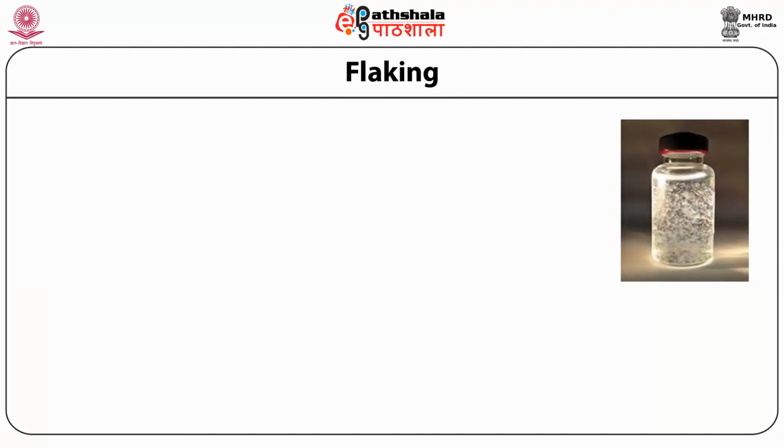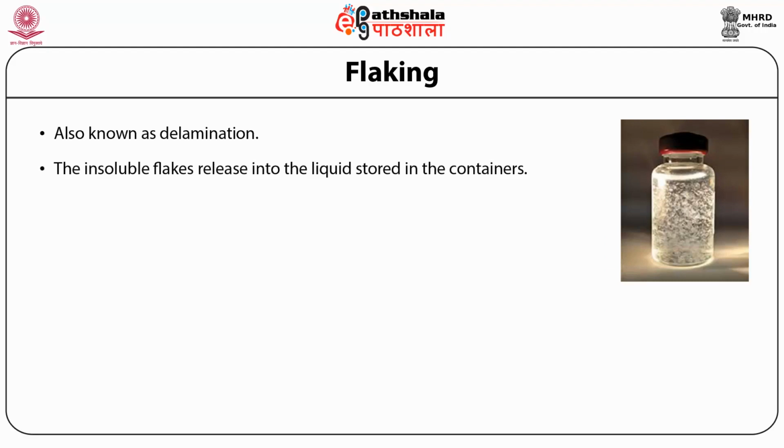Now the second defect of the glass, as we already discussed, is flaking. Now let us see what flaking is. Flaking is also known as delamination, and the diagram shows how delamination of the glass occurs. Insoluble flakes are released into the liquid stored in the container. It is usually invisible to the naked eye.